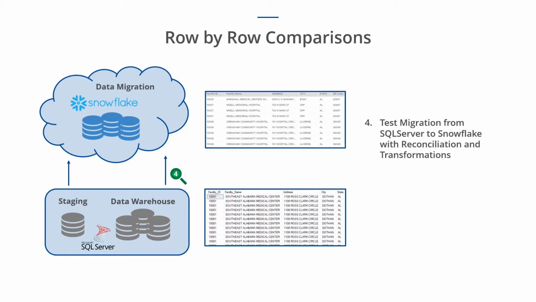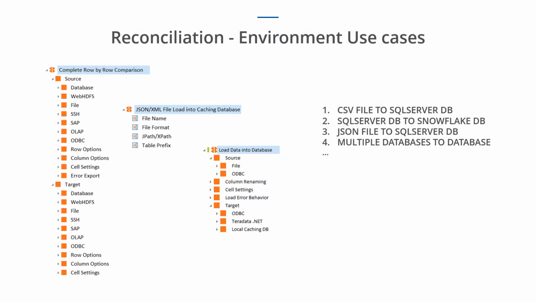In our Medicare example, we can now focus on our row-by-row comparisons to ensure all our data landed correctly in Snowflake. For our training, we will cover these 4 use cases in our environment using these 3 out-of-the-box modules. However, we can cover all customer use cases with our complete set of data integrity modules.